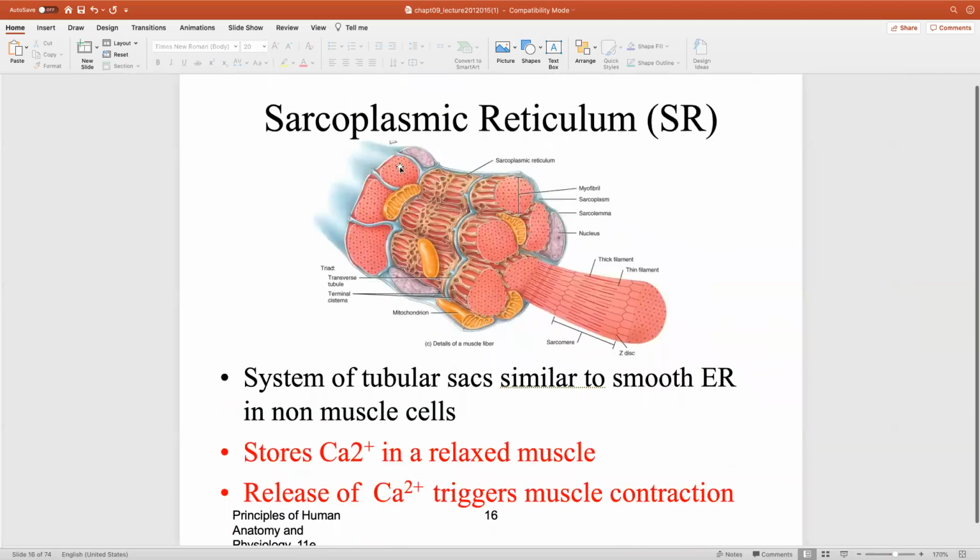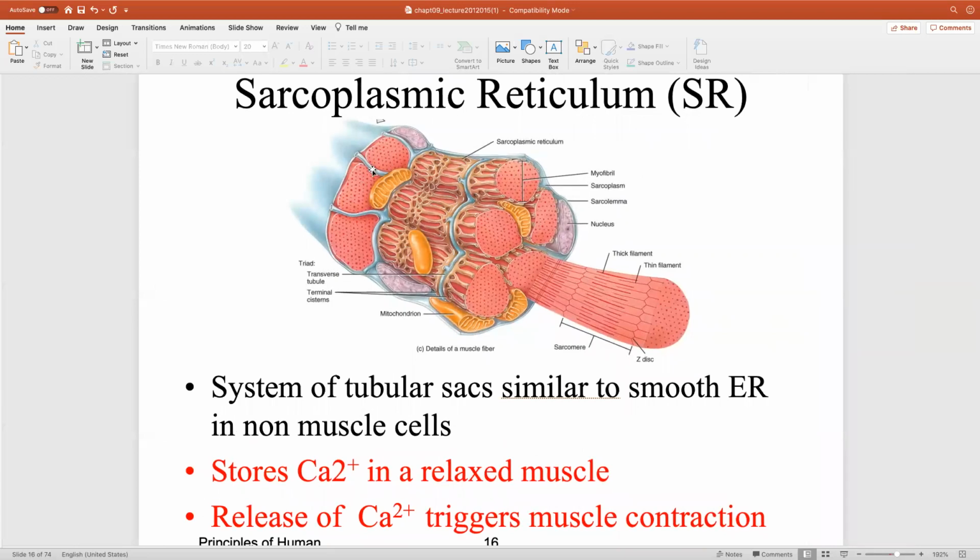That action potential, as it spreads, goes down to transverse tubules. As it goes down the transverse tubules, that action potential, that charge difference, is going to trigger the release of calcium from these terminal cisterns, right? That's why the action potential is so important. That's why the transverse tubules are so important, right?